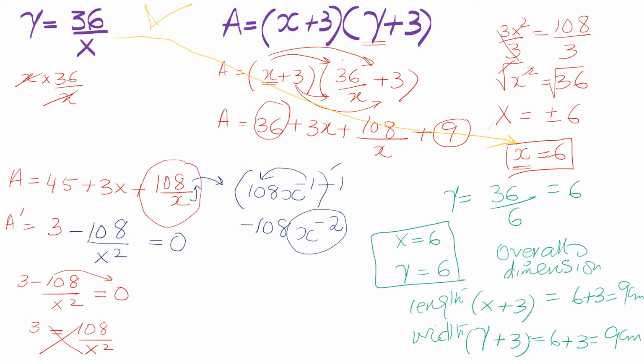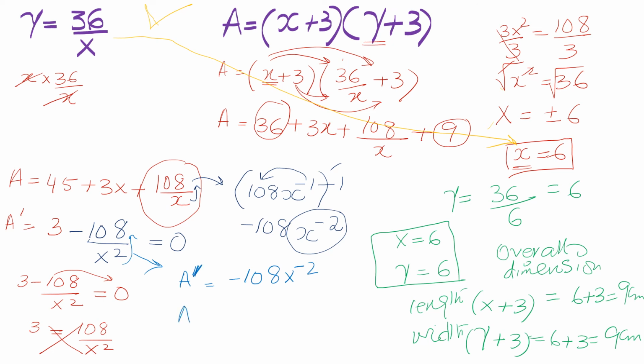The last thing is that you have to prove that you used the minimum amount of paper. For that reason, you already know you have to take the second derivative. So from here, take the second derivative. The derivative of 3 is 0. Now bring the x square to the top, so it becomes negative 2. Shall I show you here? Negative 108 x to the power negative 2.